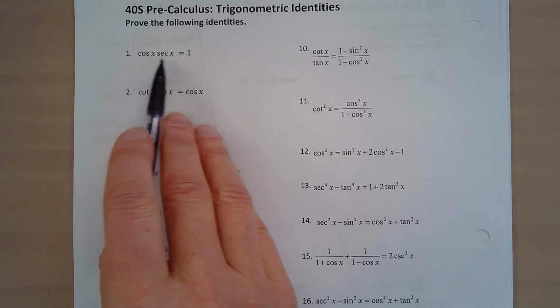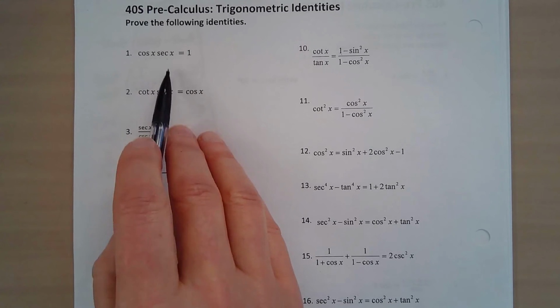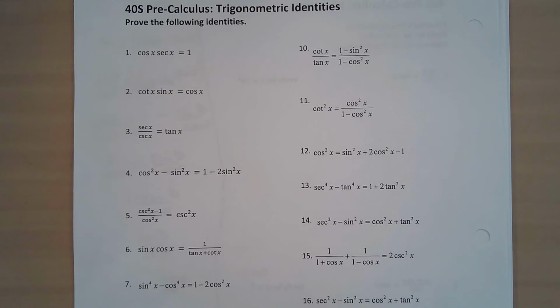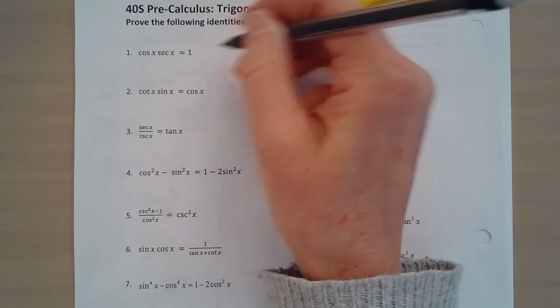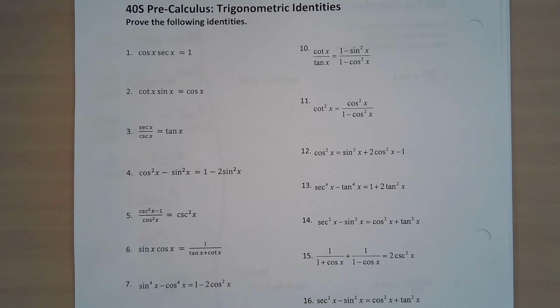So what you're going to do is follow through, and I think we've seen this one already, right? Cos times secant, so cos times 1 over cos would be 1. But I suggest setting them up in T-charts. You can't cross terms, right? You're not solving an equation. You can work both sides, but you have to work both sides separately till they end up being the same.